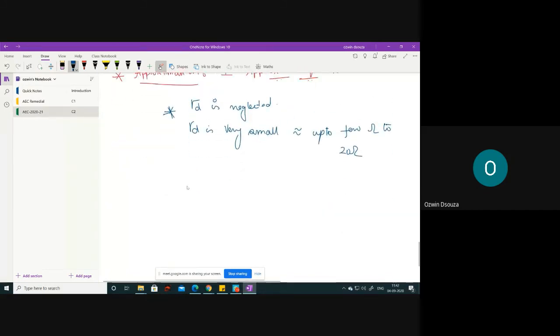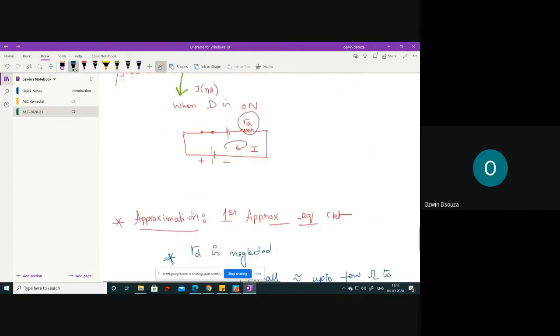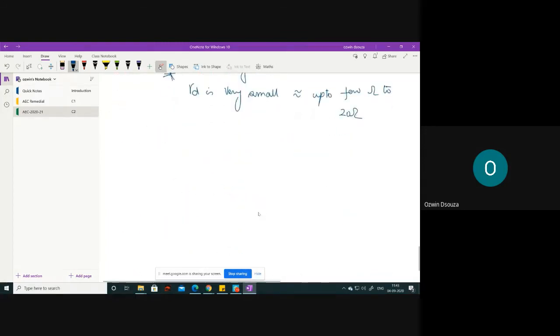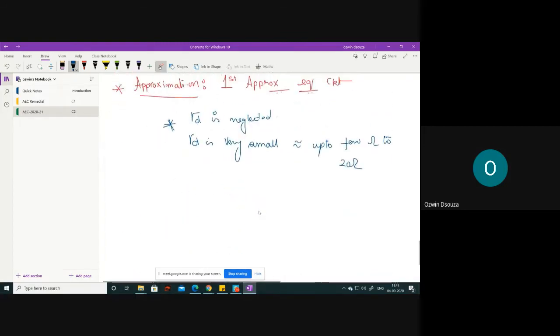So in the exam, you have to read the question carefully. If they have given you the resistance value, let's say RD is equal to 5 ohm, then you consider this model. If they have not given any resistance value, then you can go for this first approximation circuit. Now, if you neglect RD, what kind of circuit are you going to get?